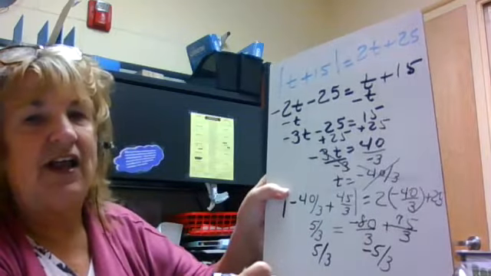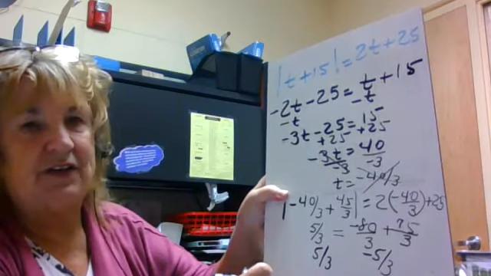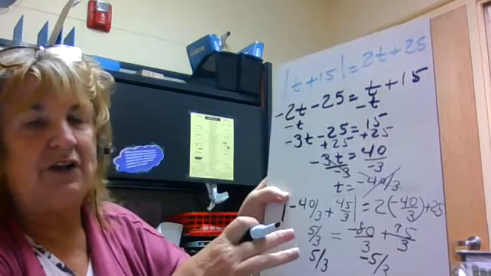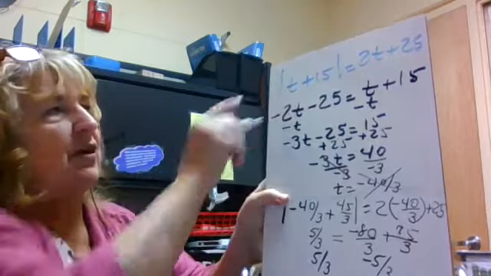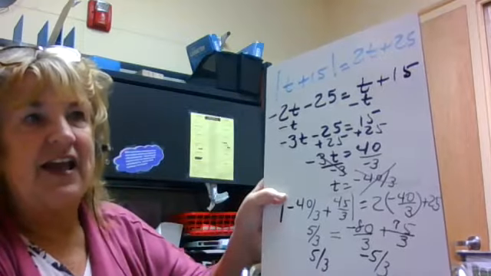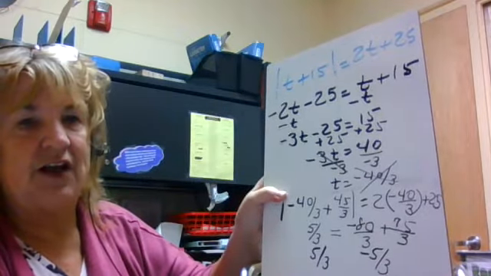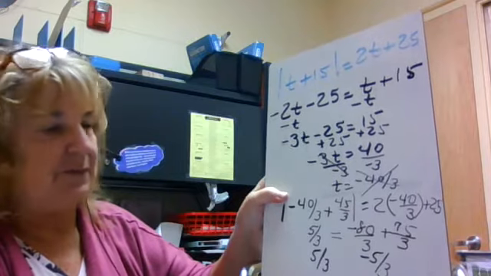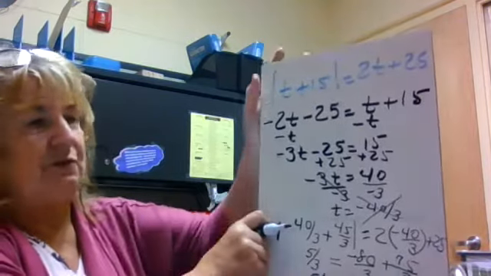So since they are not the same, I cannot use that answer. That's what we call an extraneous root. You didn't do anything wrong in the problem. It's just that because of that absolute value symbol, it sometimes makes some of those answers not work. So you have to throw it out. So that first answer gets thrown out.